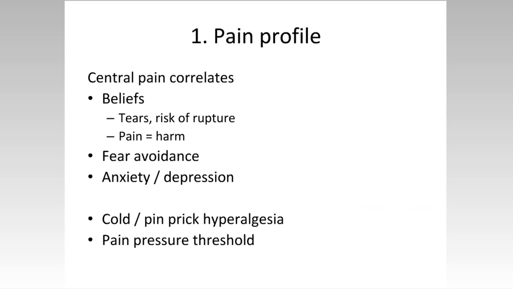So central pain correlates with all these factors. So we need to be assessing their beliefs, and we need to be asking them, do they have a risk of rupture? I think most Achilles patients do have a risk of rupture. And a lot of them believe that pain is going to equal harm. And there's huge fear avoidance, anxiety, and other factors. So we've started to measure things like cold and pinprick hyperalgesia and pain pressure threshold in some of these patients. And that's been interesting.